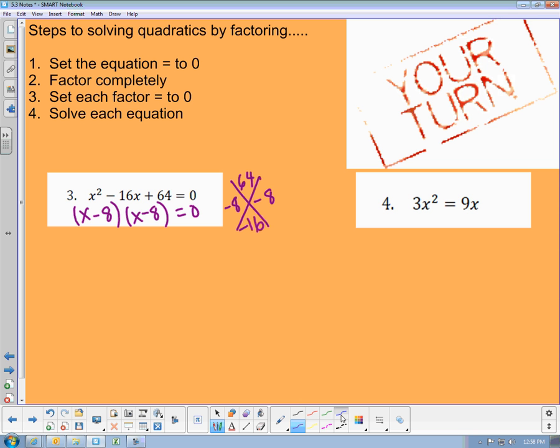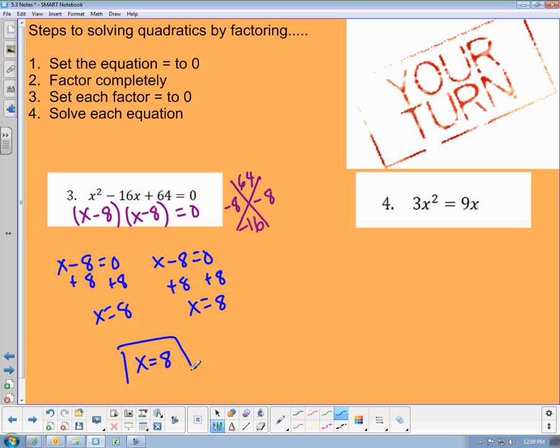Now, when we split this into two separate things, we have x minus 8 equals 0 and x minus 8 equals 0. Well, we end up getting the same answer for both here. If I add 8, I get x equals 8, and I get x equals 8. So since I have the same answer for both options, I really only have one answer here. You don't need to list the same number twice. This is a parabola that has only one solution.